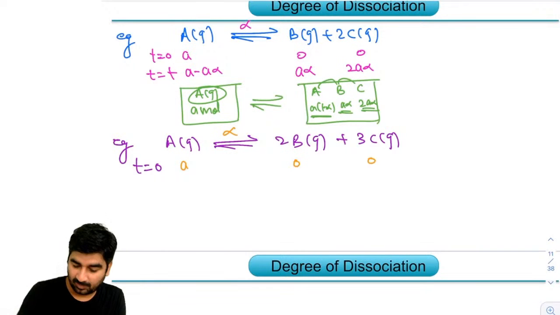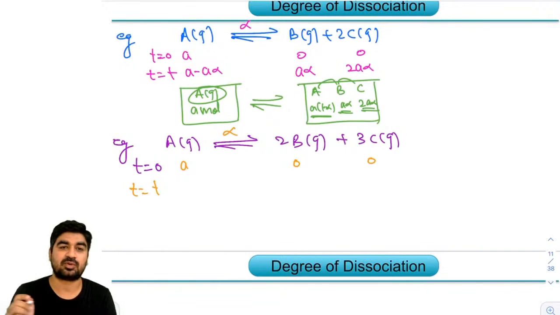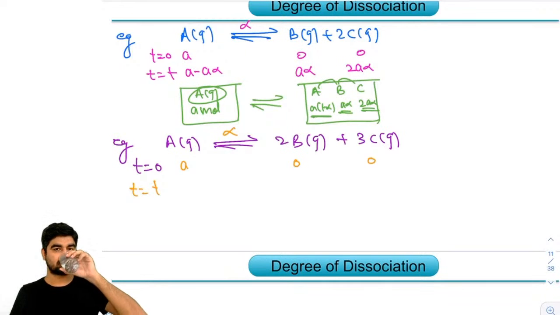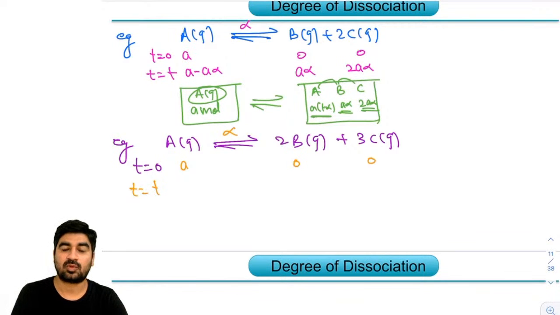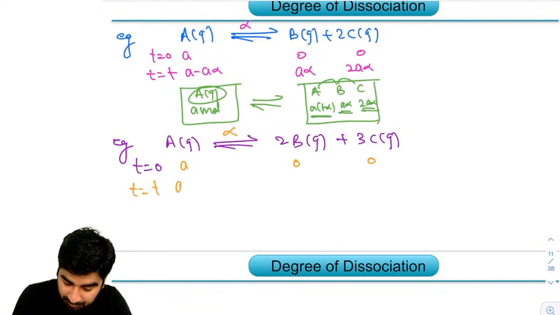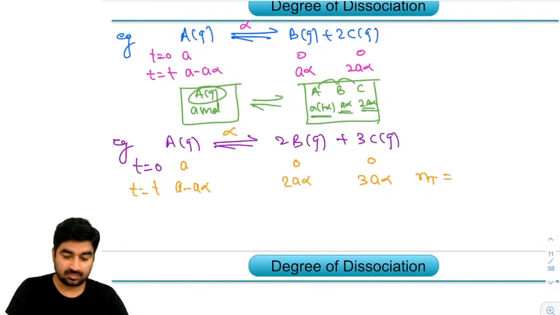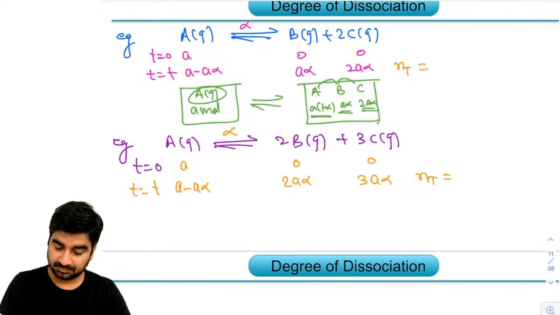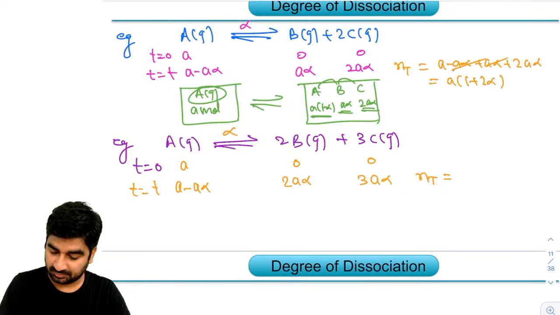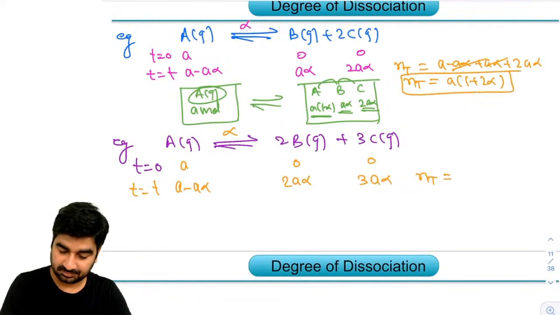Yes, Triveni. So now just write down the expression for it as well. Write it down, guys. What will be the expression here? The expression will be A minus A alpha, 2A alpha, 3A alpha. So if I ask you the total mole, guys, here the total mole in this case will be, just add them, cancel them, you will be getting 1 plus 2 alpha. These are the total moles for it.